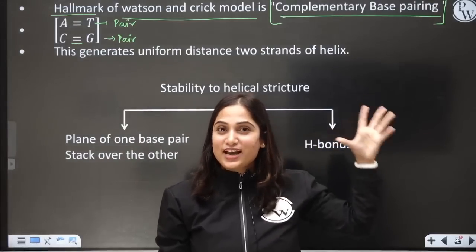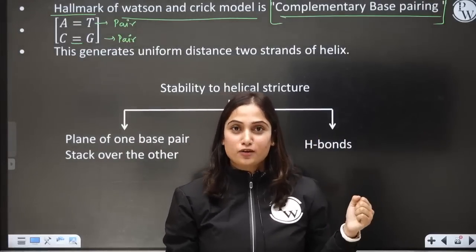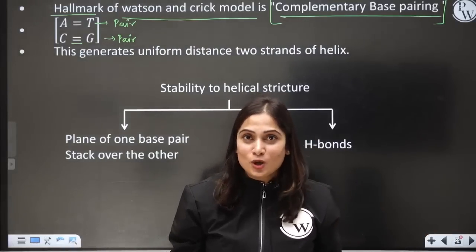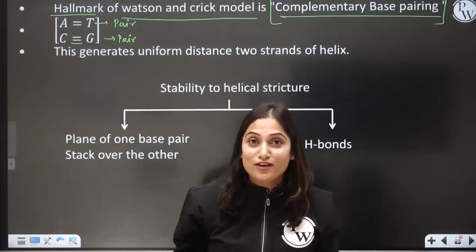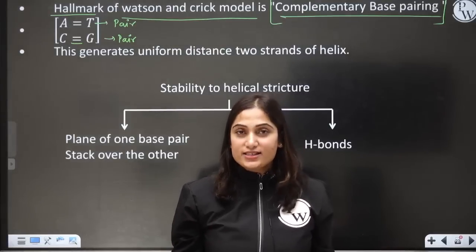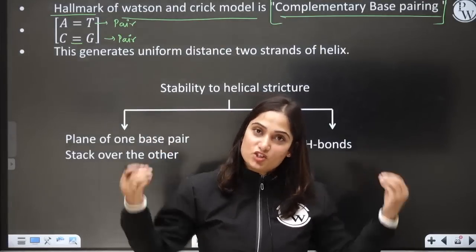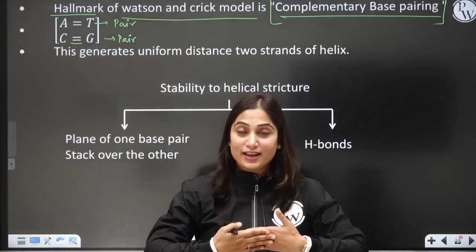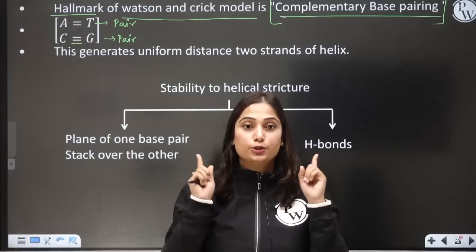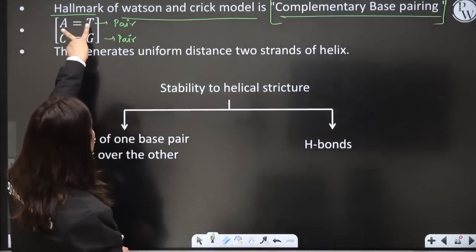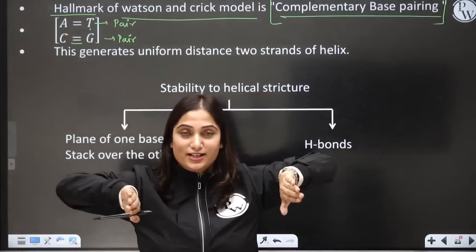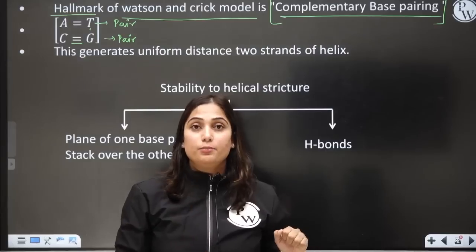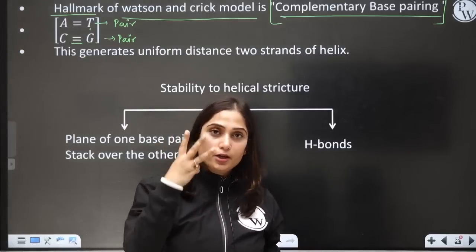And where did this idea come from? Obviously, the Chargaff rule, because Chargaff said A is always equal to T. Why is A always equal to T? Because A is always found with T. And why is C equal to G? Because C is always found with G, because they form pairs with each other. And this is called complementary base pairing. And between these two nitrogenous bases present on the two strands, there are hydrogen bonds. Between A and T, there are 2 hydrogen bonds, and between C and G, there are 3 hydrogen bonds.